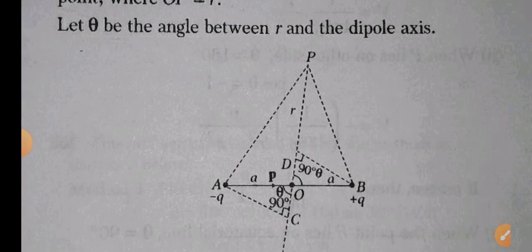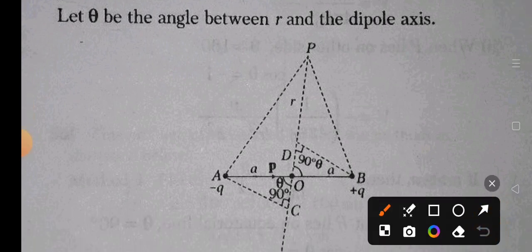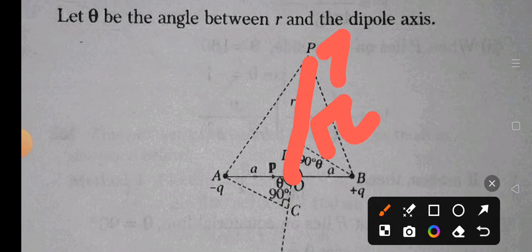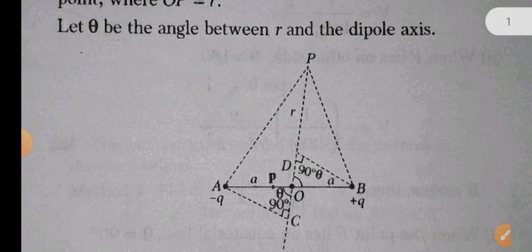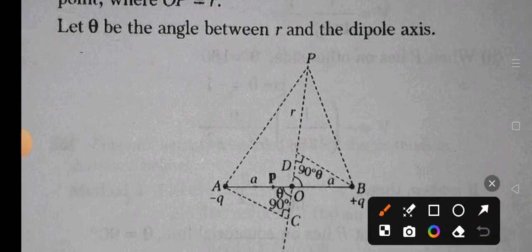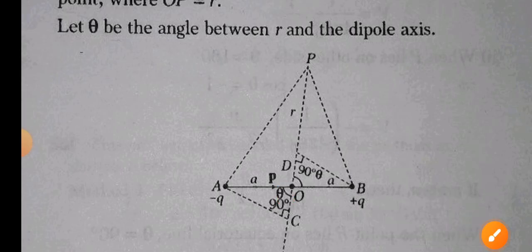And let P be any point where OP is equal to r. Then let theta be the angle between r and the dipole axis. So theta is the angle between r and the dipole axis.